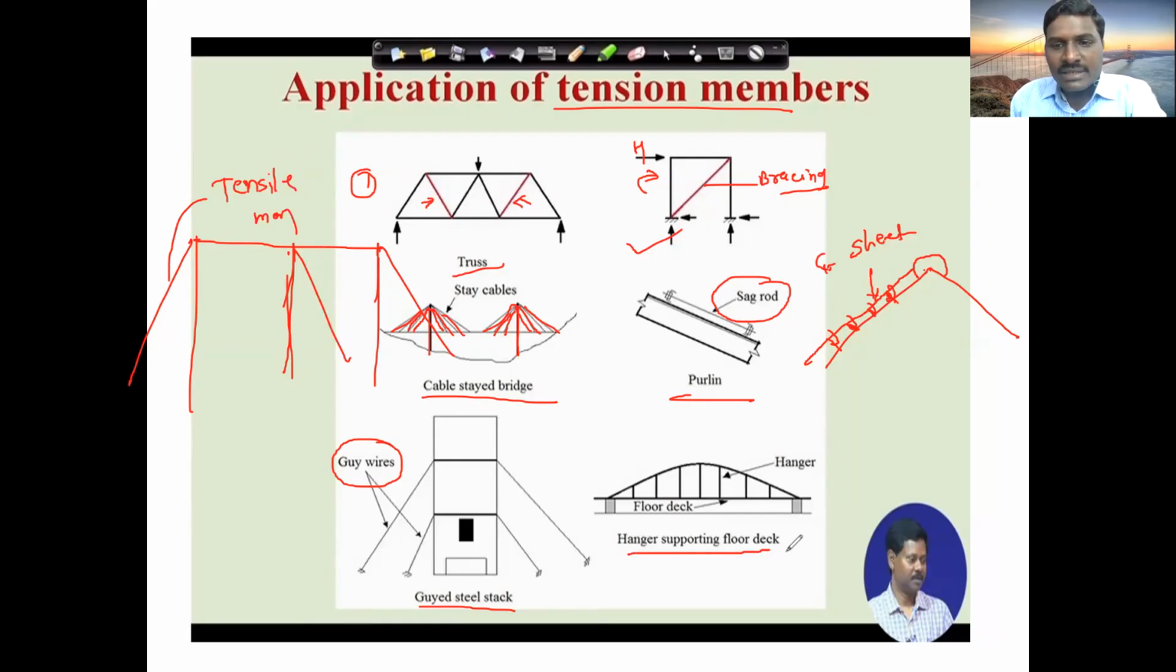Again, hanger supporting floor decks. So somewhere the floor is supported like this. This is one example of a small bridge, and this is your truss, and on this truss these cables are there. These cables are supporting this floor.